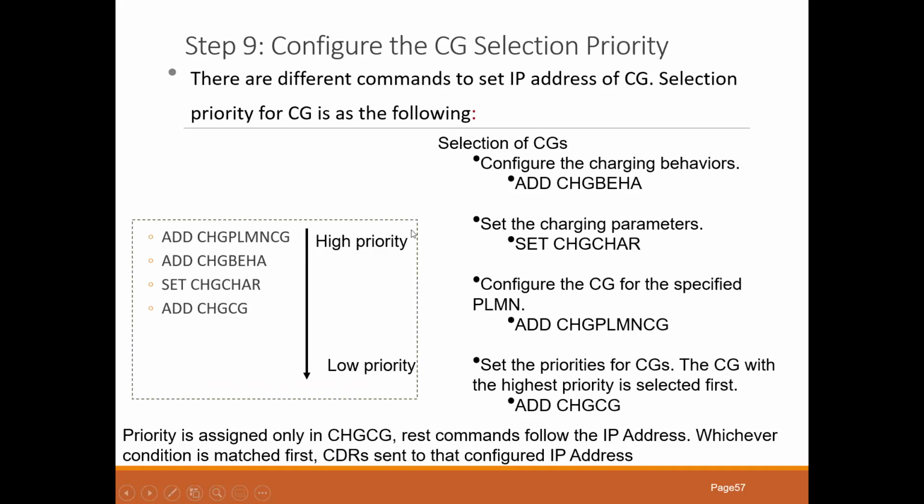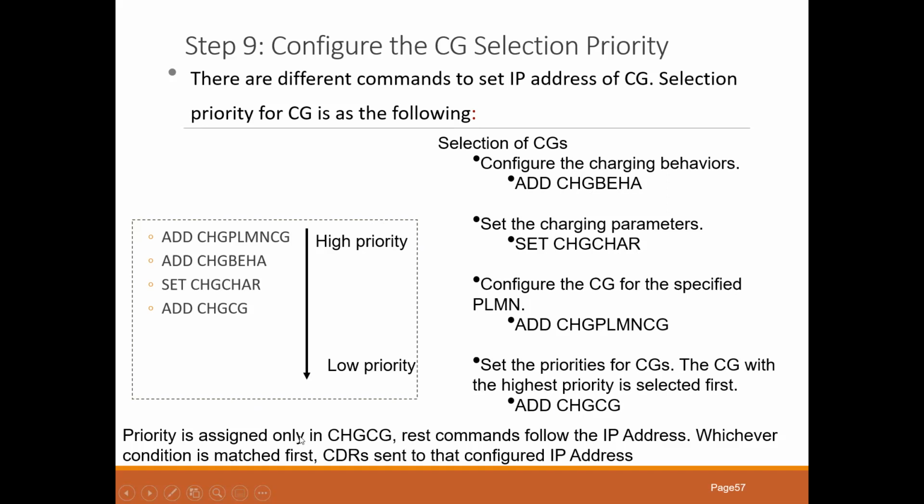Now, the next one is configuring the CG selection priority. So for CG selection, what is going to be the priority of CGs being selected? The first one is your charging behavior. If your CG priority is mentioned here, then this priority is going to have the higher precedence. If it is not configured here, then your charging characteristic command. If it's not mentioned here, then your PLMN CG command. And if even it's not configured here, then the least priority is that of add CG, where you specify the IP address of the charging gateway and you specify its priority. The CG with the highest priority is selected first.